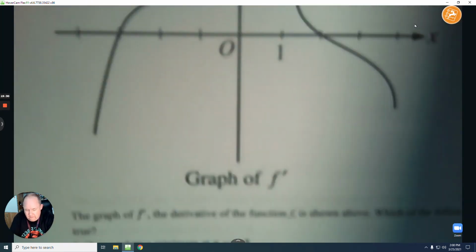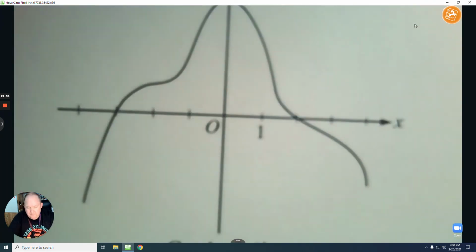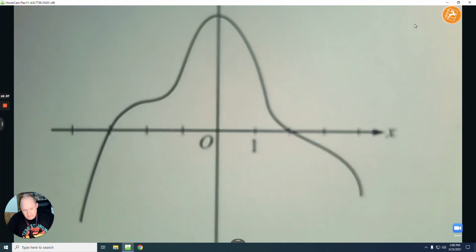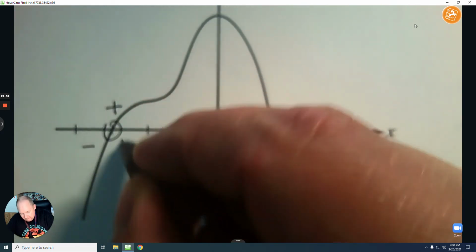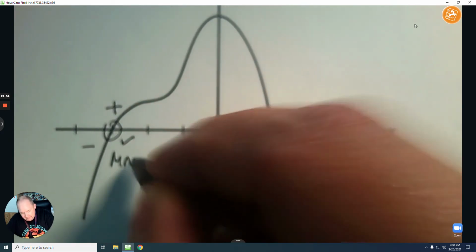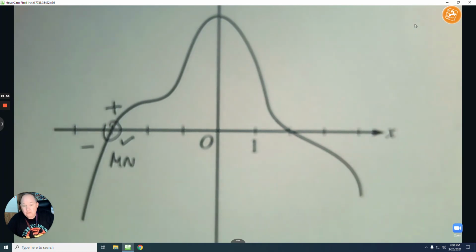Number 10. In number 10, let's see if I can back out just a little bit here. All right, so there you're given the graph of a function. And in number 10 it says, which of the following statements must be true? Does f have a relative minimum at -3? So we went from a negative to a positive. So yes, I like that. That is a minimum. So I would say that one is true.